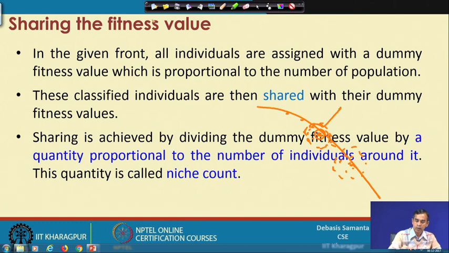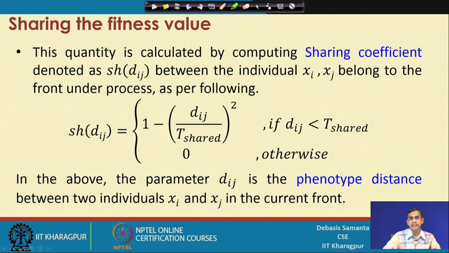This way, all the solutions in a particular front when assigned the dummy fitness value have the same dummy fitness value. After the sharing information, all the solutions in the same front have different fitness values, and that is the ultimate fitness value that should be considered in the mating pool selection procedure. So this is the idea about the niche count concept. Now, how can this niche count be calculated? It is the same idea we discussed about sharing the niche values in the NSGA algorithm.